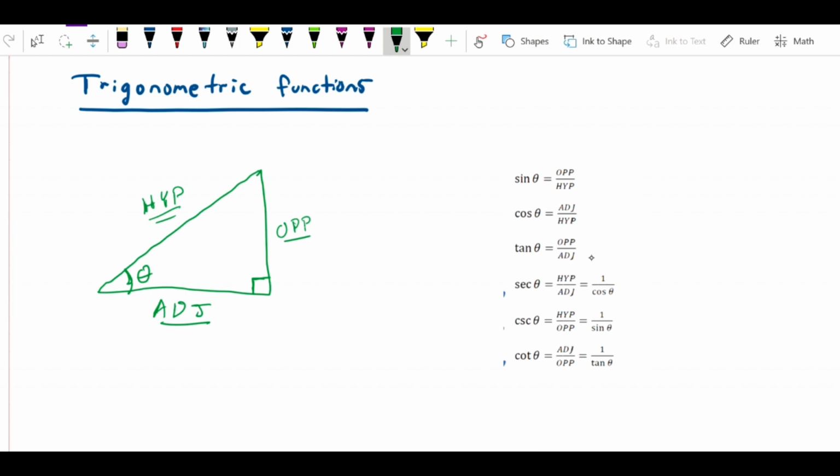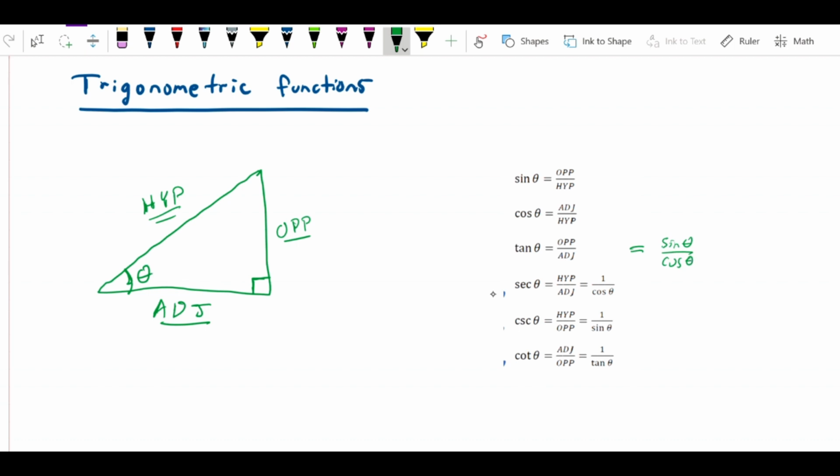over adjacent. Sometimes it's convenient to define tangent as simply equal to the sine of theta over the cosine of theta, which, as you'll see, when you get the hypotenuse to cancel out, comes out to be an equivalent definition.